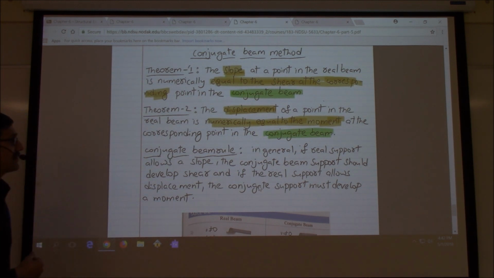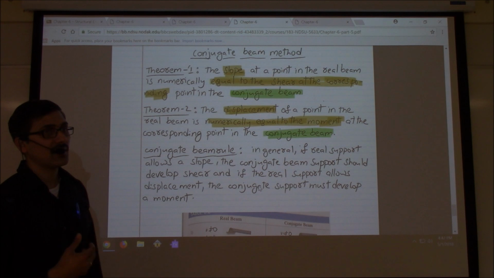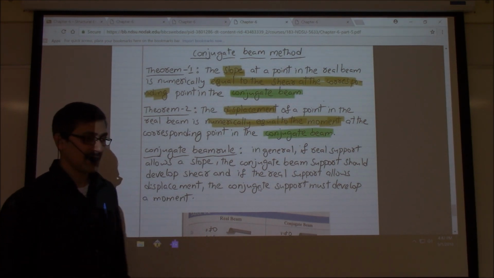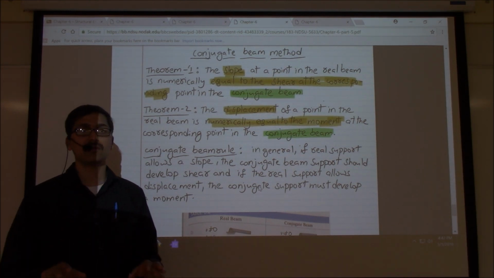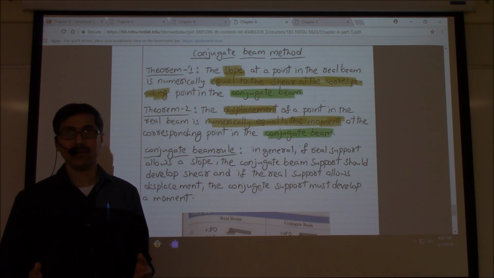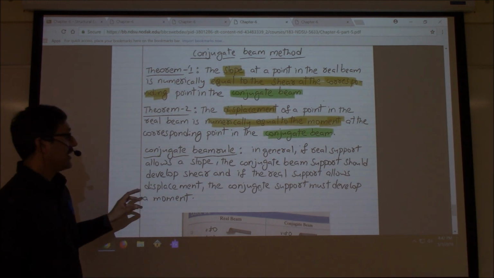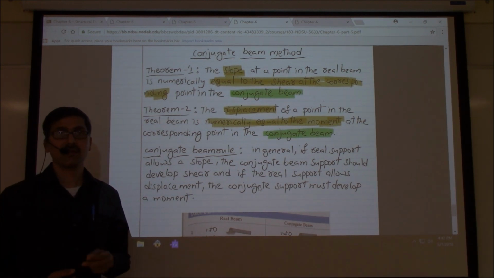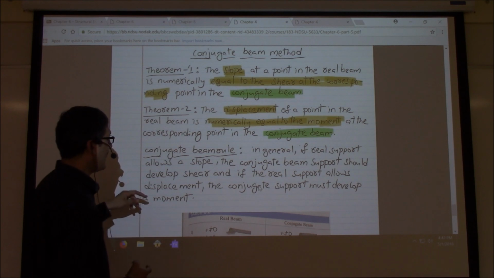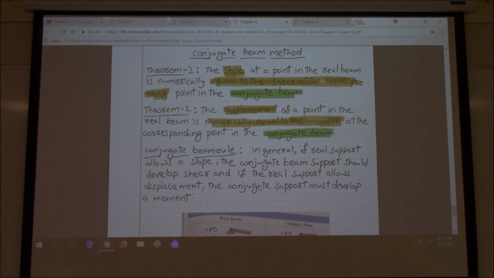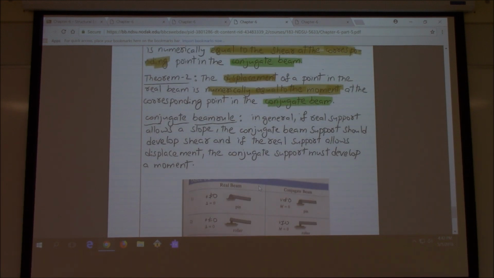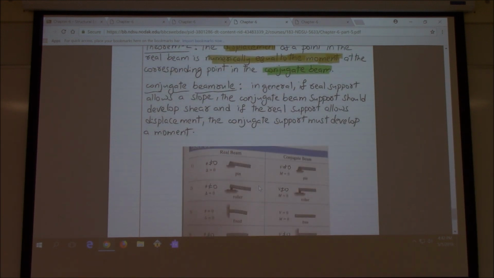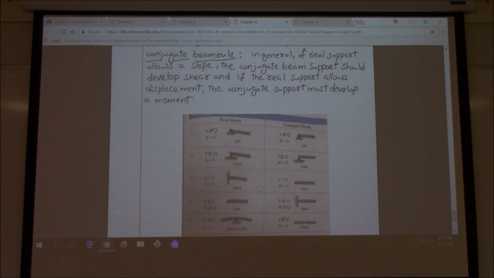So now what is the conjugate beam and how do you get the conjugate beam from the real beam? The first and foremost thing is the length of the conjugate beam is equal to the length of the real beam. The second thing is, in order to come up with the conjugate beam, you have 2 rules. The first rule is, if the real beam allows slope, then the conjugate beam should develop shear. If the real beam allows displacement, the conjugate beam must develop a moment.